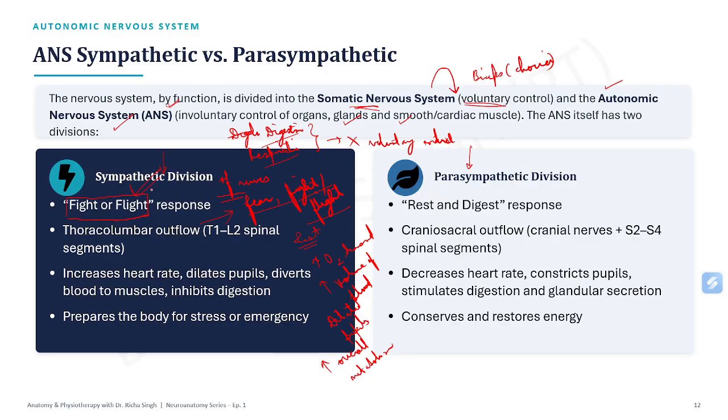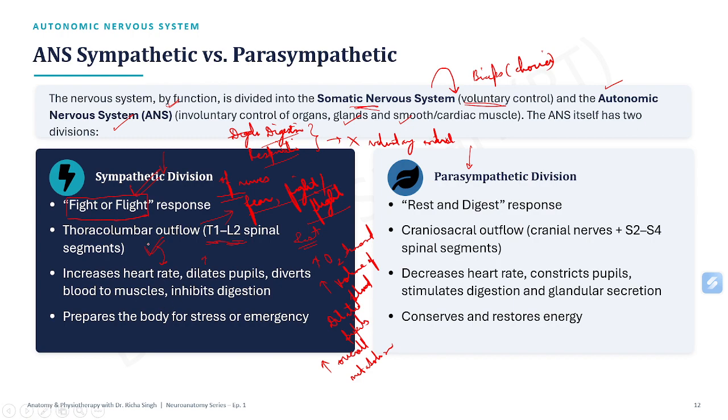These sympathetic division nerves are those which arise from T1 to L2 spinal segments. They will be those nerves which come out from the T1 part of your spinal cord until your L2 part of the spinal cord. That is termed as thoracolumbar outflow. Thoracolumbar outflow will increase heart rate, dilate or increase the size of your pupils so that you are able to visualize the surroundings around you as to where you are running. It will divert blood to your muscles.